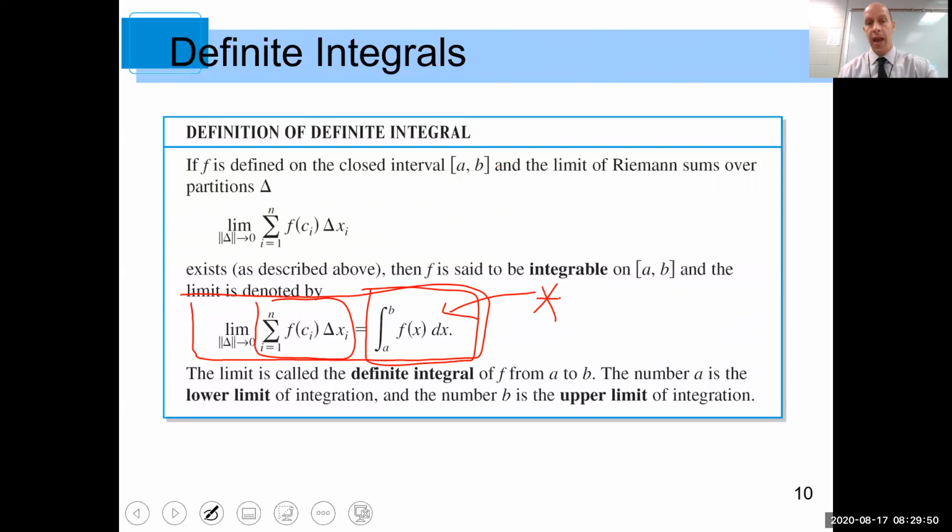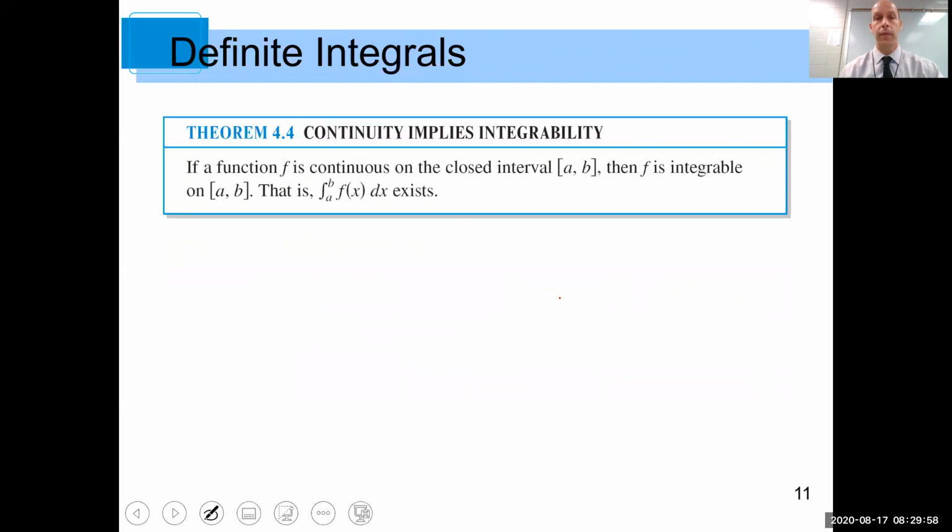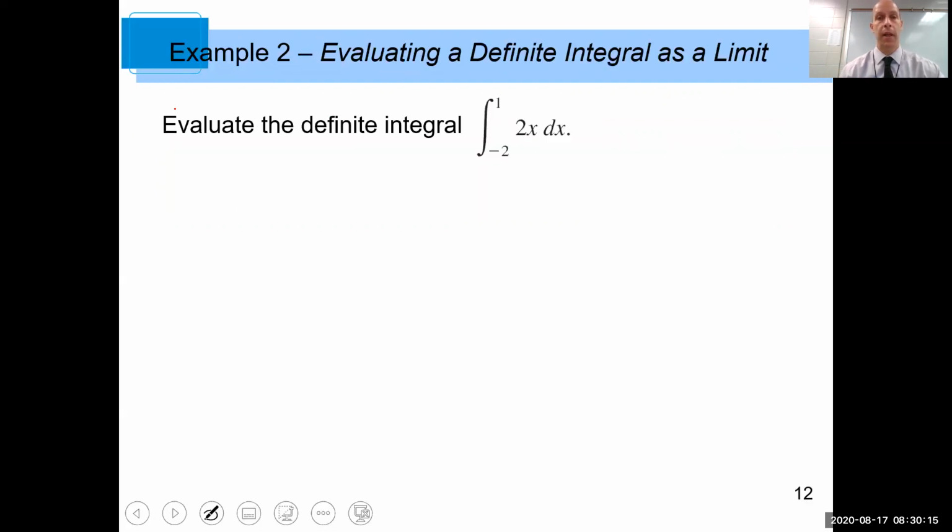The a is called the lower limit of integration. The b is called the upper limit. This is referred to completely as a definite integral. This is an important theorem. It basically says this: if a function is continuous on a closed interval, then you can integrate it on that closed interval. So continuity implies integrability.